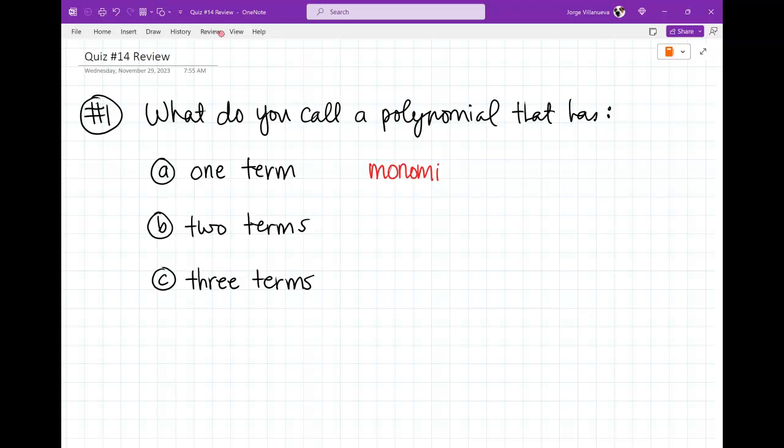okay? So all of these are called nomials, but it's just how many terms. So mono meaning one, right? So monomial, that's one term. If it's two terms, they call it binomial, because bi means two. And for three terms, it's a trinomial. Okay? There are going to be questions like this.